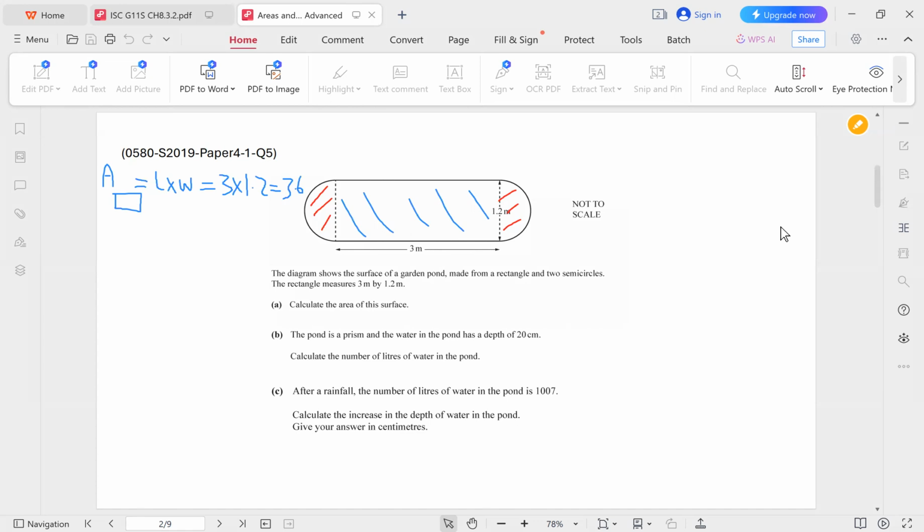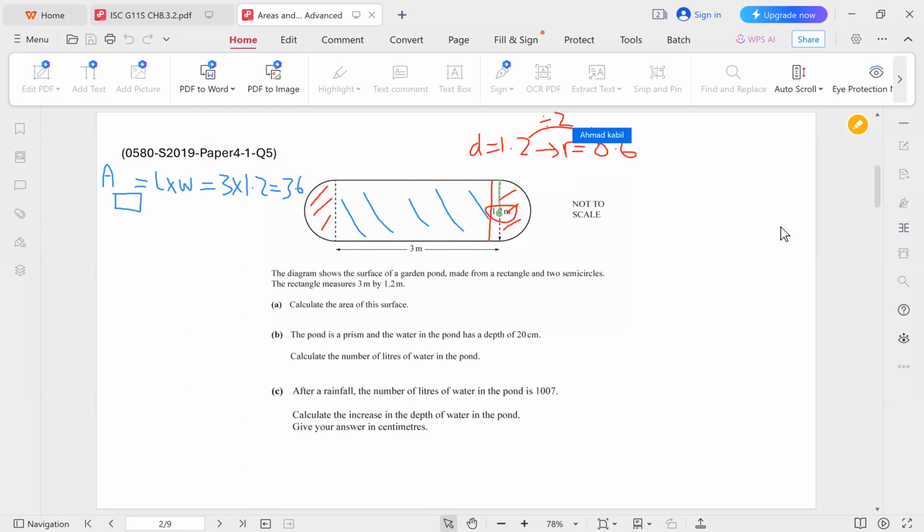Of course, we should know that the semicircle has a radius, and we need to get the radius of this semicircle, which is basically the green line right there. So this green line is half of the entire diameter, and the entire diameter is 1.2. So since the diameter is 1.2, we can say that the radius is 0.6, which is 1.2 divided by 2. So this number here divided by 2 gives us the radius.